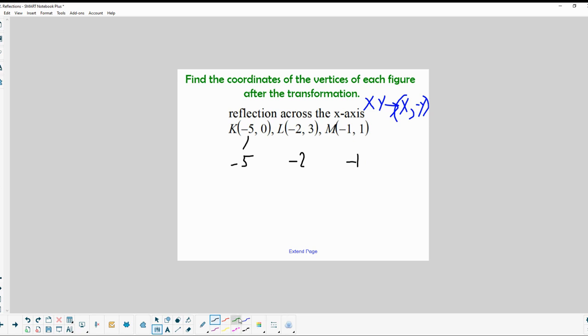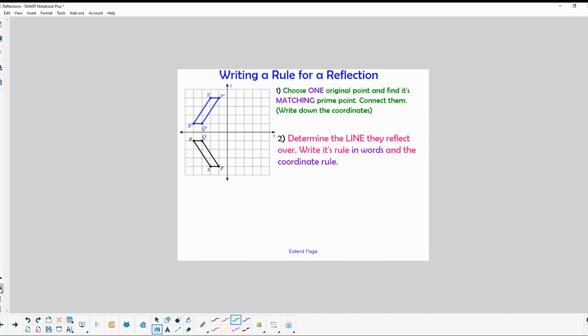And then all the y values become their opposites. Well, 0 doesn't have an opposite, so we'll just put 0 again. The opposite of 3 would be negative 3, and the opposite of 1 would be negative 1. So that would be the new letters of the translated images for K prime, L prime, and M prime. Okay, good.